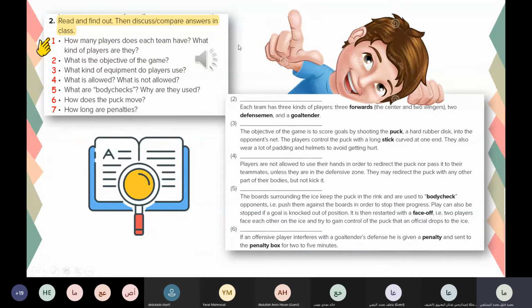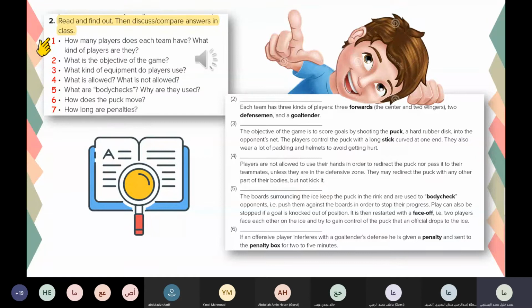Okay. Listen, please, again, then we will answer the questions together. 2. Each team has 3 kinds of players. 3 forwards, the center and 2 wingers, 2 defensemen, and a goaltender. 3. The objective of the game is to score goals by shooting the puck, a hard rubber disc, into the opponent's net. The players control the puck with a long stick curved at one end. They also wear a lot of padding and helmets to avoid getting hurt.